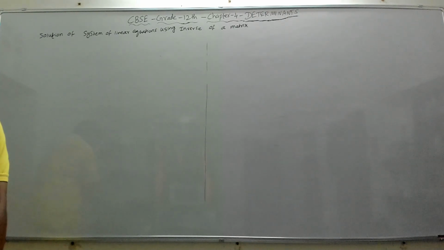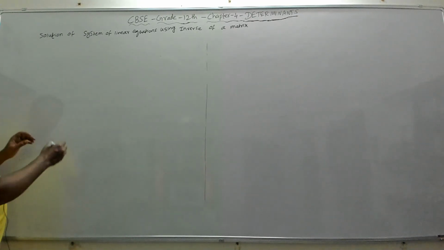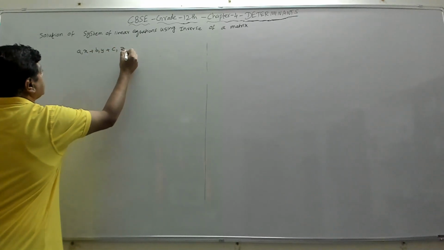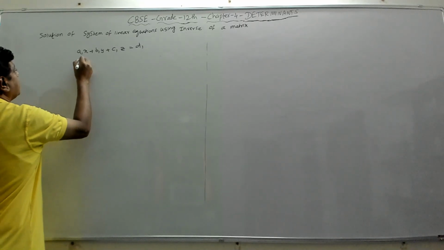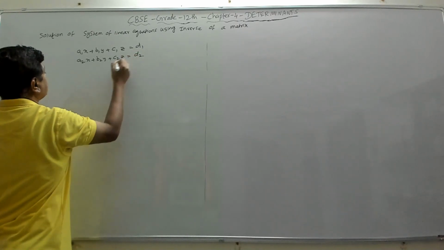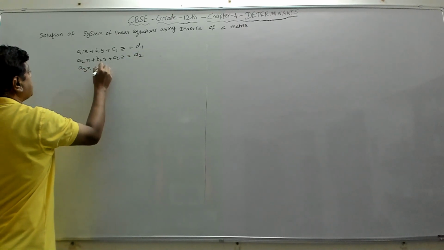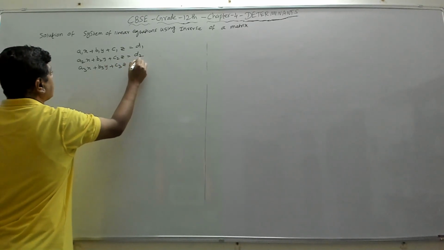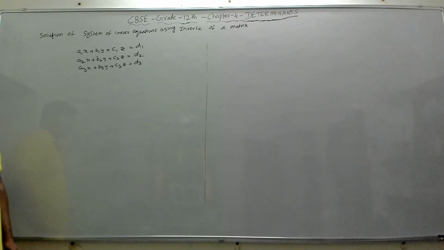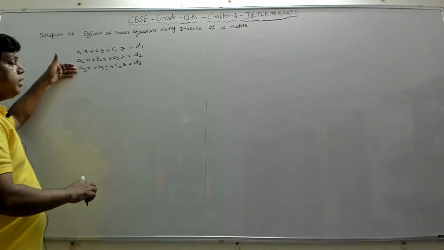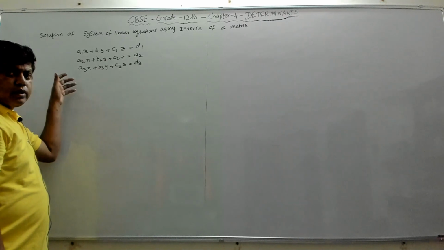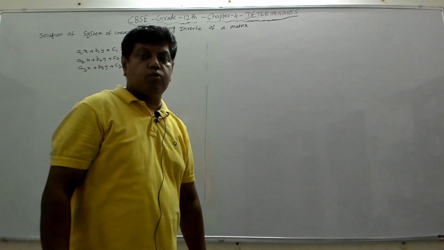Let's consider the system of equations. Suppose it is like this: a1x plus b1y plus c1z equal to d1, a2x plus b2y plus c2z equal to d2, a3x plus b3y plus c3z equal to d3. So this is the system of equations which we have. We have 3 linear equations in 3 variables. The variables are x, y and z, and we need to find the value of x, y and z.